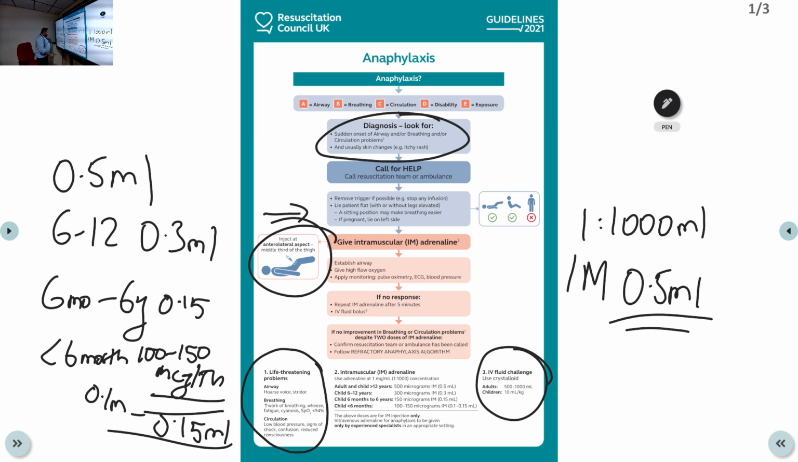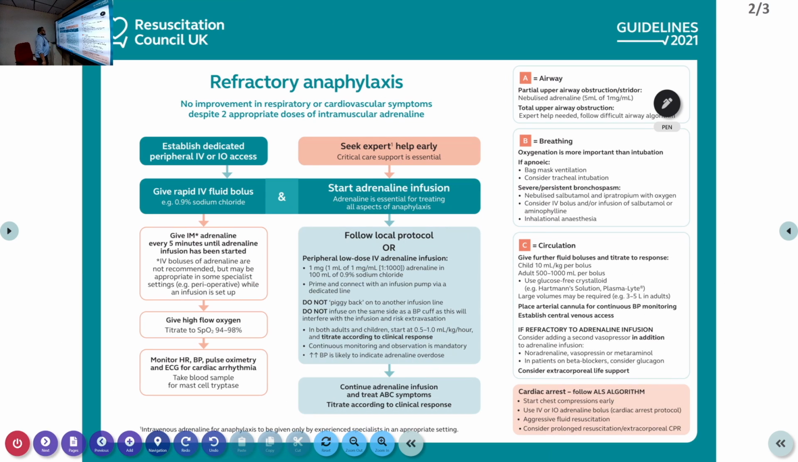So as I told, if the patient is not improving after your 2 doses, we can call it refractory anaphylaxis. So that is called what? Refractory anaphylaxis. So no improvement in respiratory or cardiovascular system despite 2 doses of intramuscular adrenaline. So we have already given 2 doses of adrenaline, but still the patient is not improving. So what we need to do?